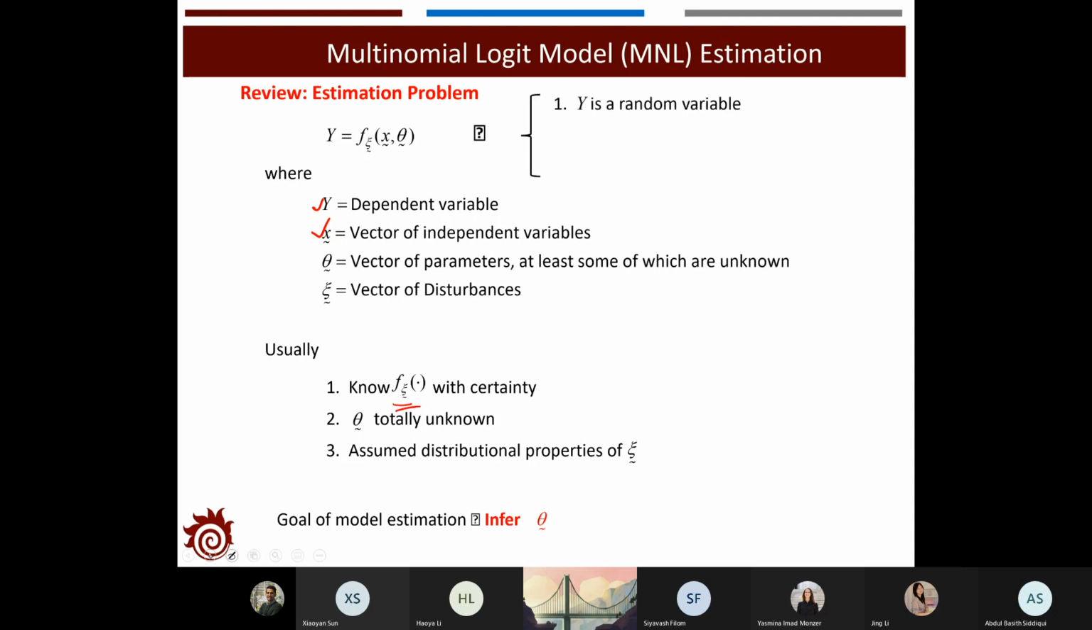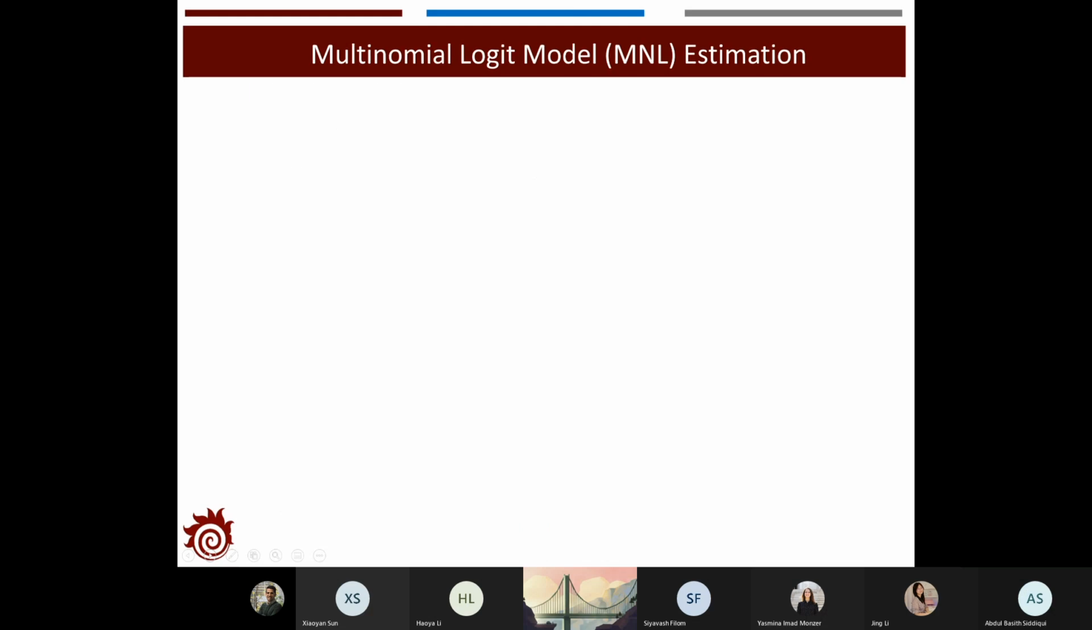So in summary, y is the random variable and x is the vector of the known variables that can affect the distribution of y. So that's all the assumptions we make. And now let's see how we can conduct this kind of estimation or calibration.